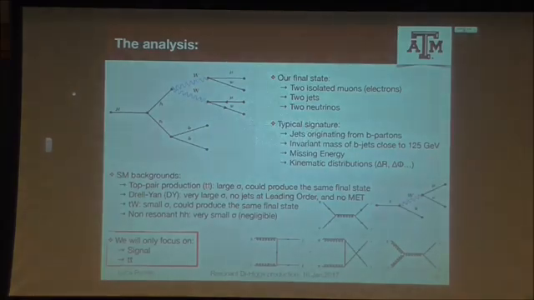So this is the analysis. Now we go to the experimental part. This is the channel that we want to look for. You can see we have two leptons, two jets. So I'm really looking at the diagram.